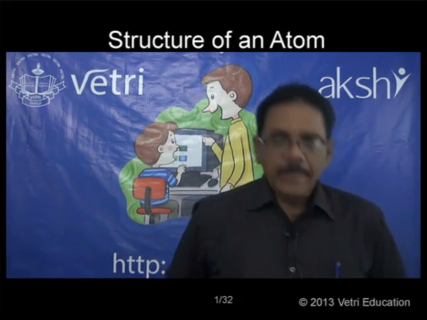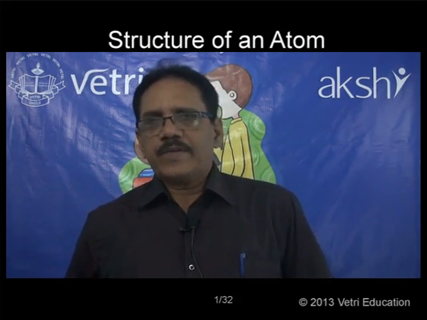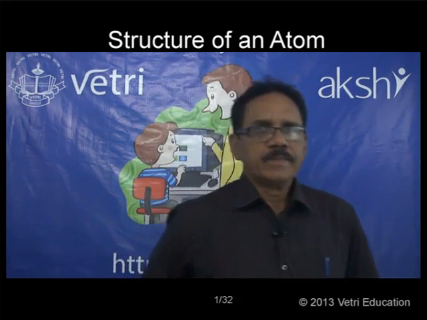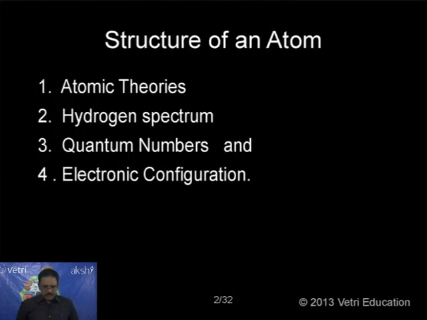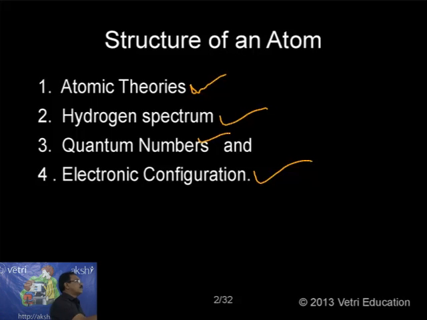Today, I am going to discuss the most important chapter in chemistry, structure of an atom, or some books will give that as atomic structure. In this atomic structure, I am going to discuss, number one, atomic theory; number two, hydrogen spectrum; number three, quantum numbers; and four, electronic configuration. So first let me take atomic theories. I will go, if time permits, for hydrogen spectrum.